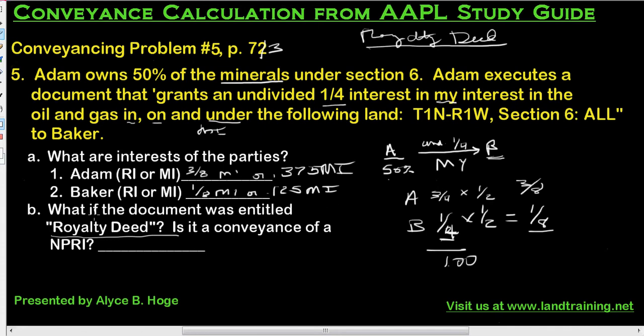So is it a conveyance of a non-participating royalty interest? No. It's a conveyance of a mineral interest, even though the title of the deed might say royalty deed across the top. Pay no attention to the man behind the curtain. That is not the correct answer. Ignore the fact that the title of the instrument says royalty deed and go by the actual language that would show the actual intent of the parties.